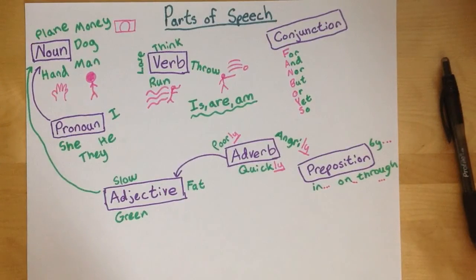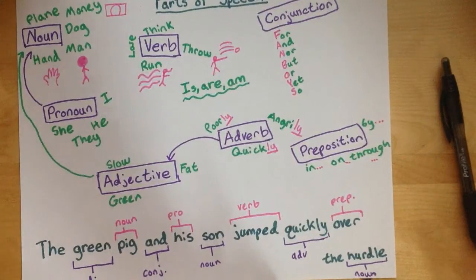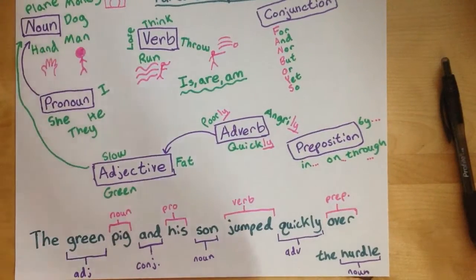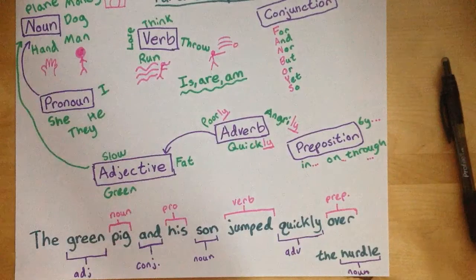Let's look at a sentence. The green pig and his son jumped quickly over the hurdle. Now, let's break this down. Green is an adjective. Pig is a noun. And is a conjunction. His is a pronoun. Son is a noun. Jumped is a verb. Quickly is an adverb. Over is a preposition. And hurdle is a noun.